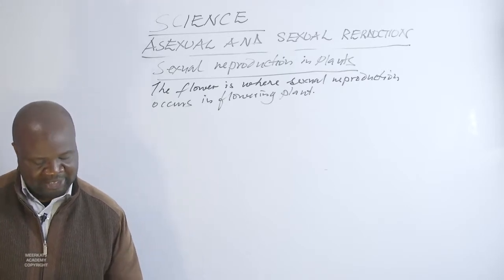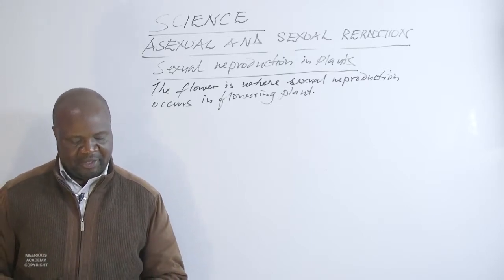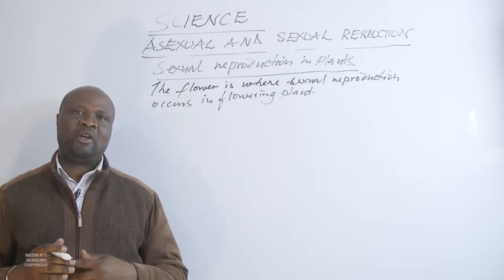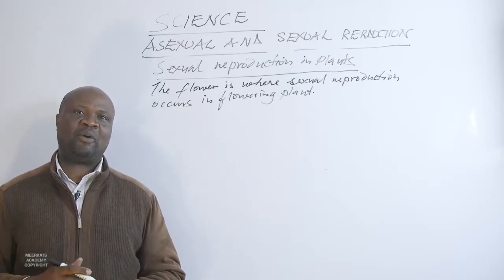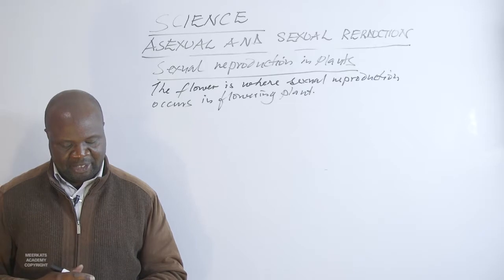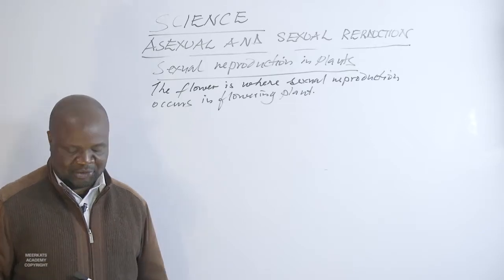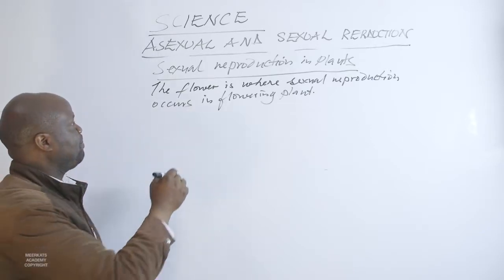So we are saying many of these flowering plants have both the male part and the female organs. The male part is called the stamen.